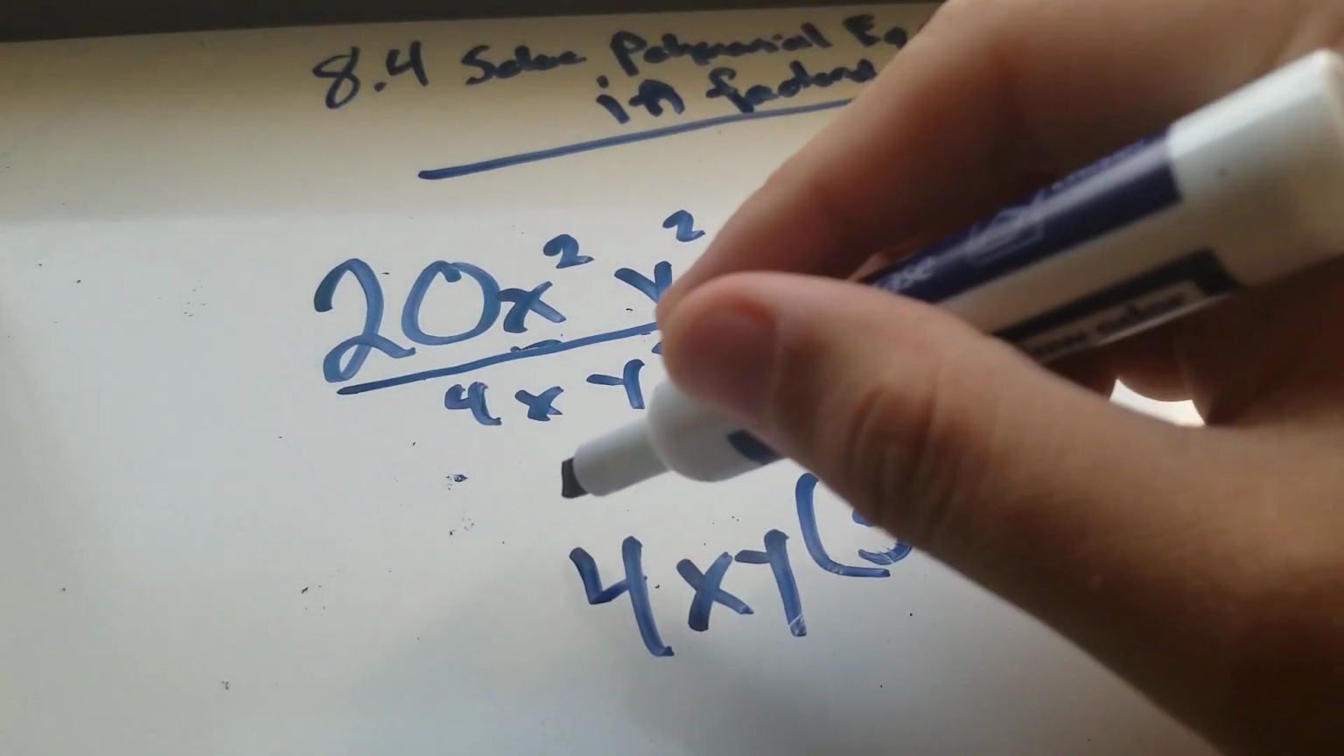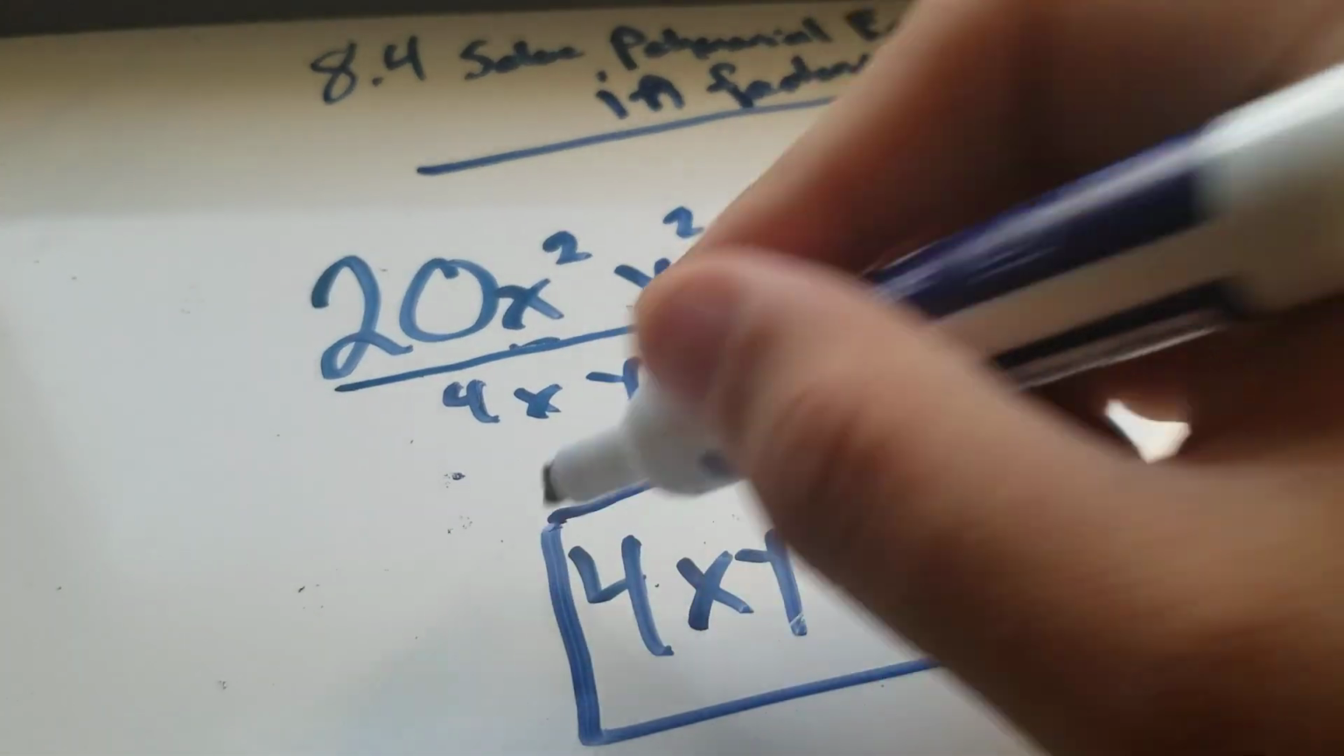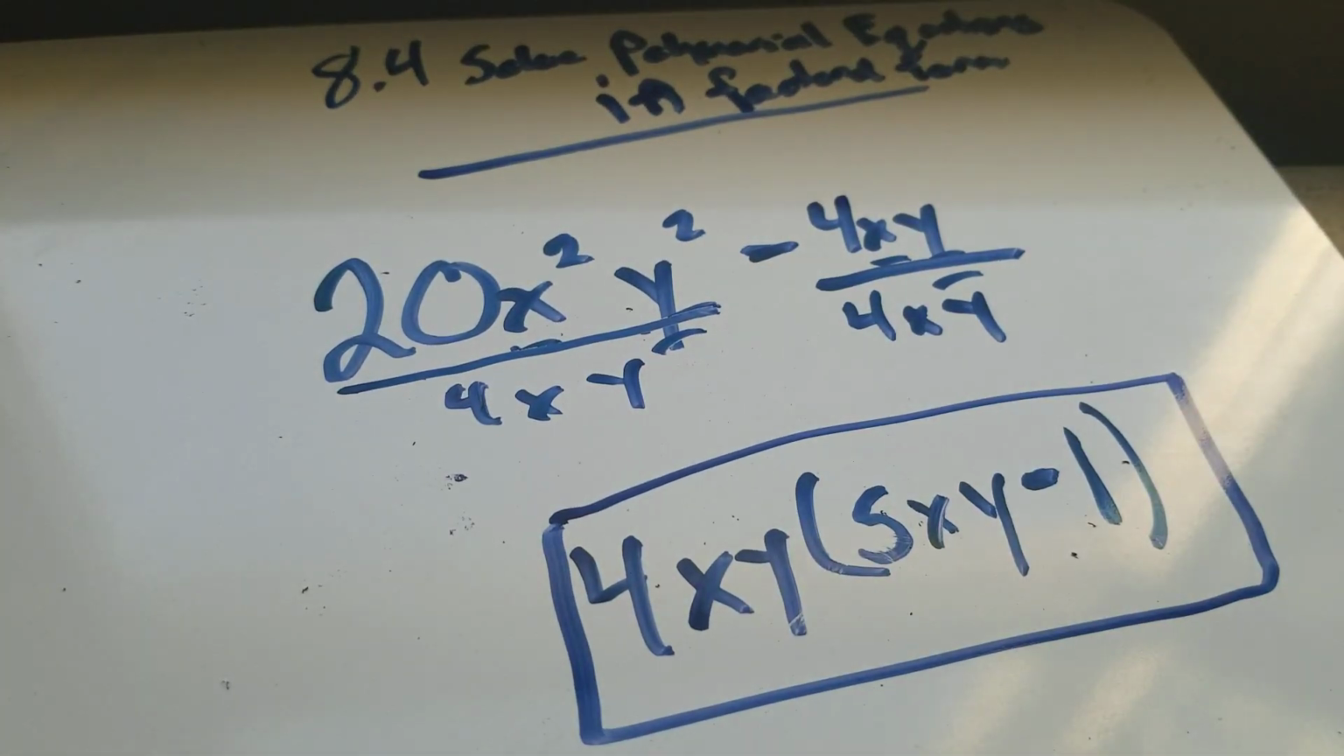Now, it did not equal 0, so I am done here, and I circle it. If it equals 0, we couldn't solve this right now because it has two variables, or two different variables, I should say. So we couldn't solve it if it equals 0.